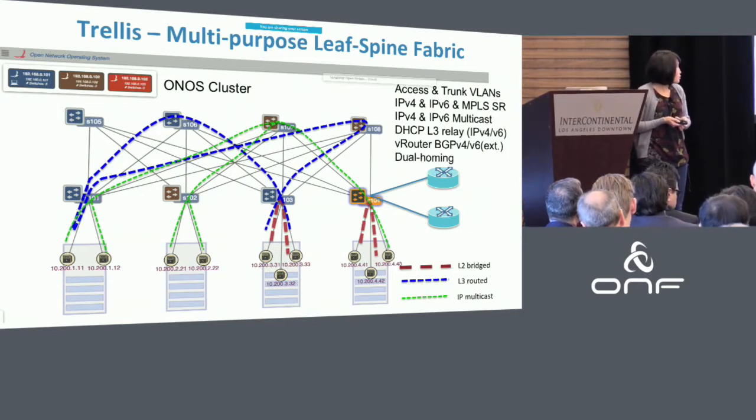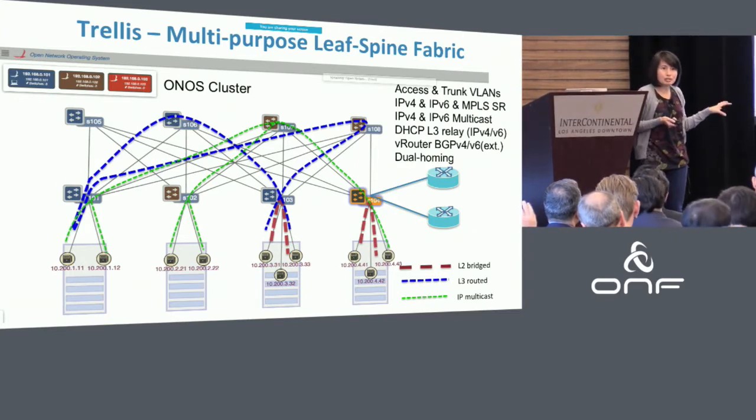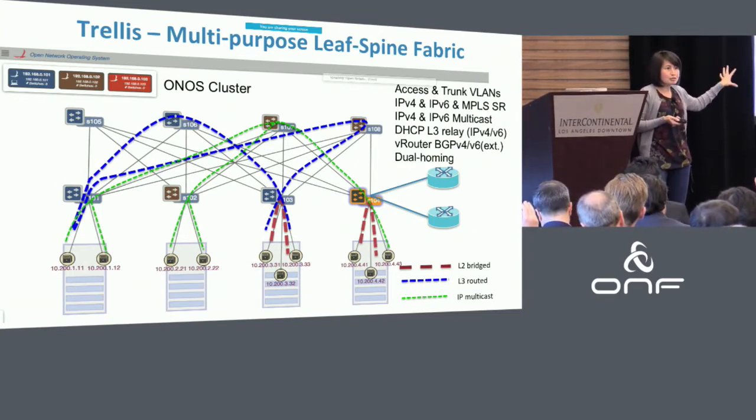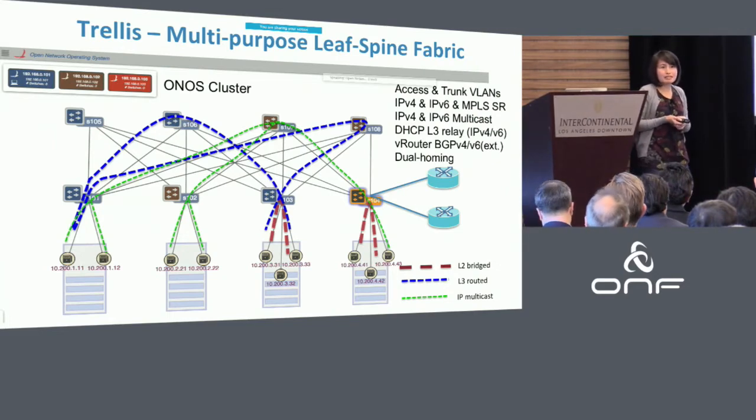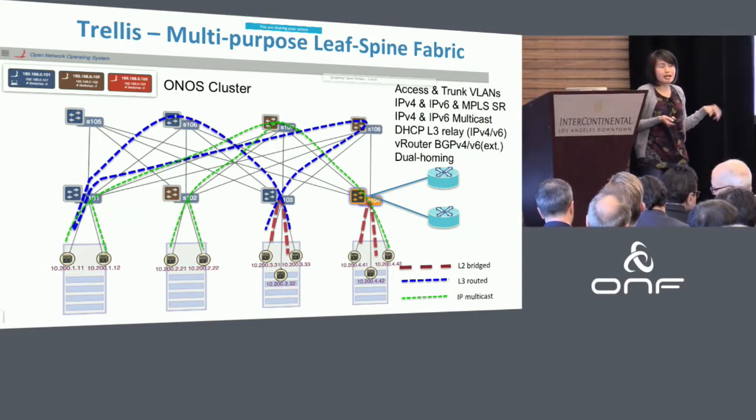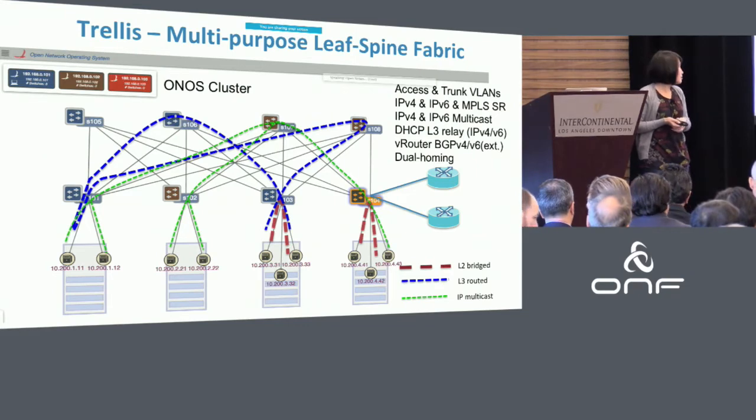Dual homing. We've added support for dual homing, so you can have dual TORs, and then you can have hosts that are connected within a rack to the TORs and then up into the switch. We're looking at supporting access so that you can have access devices that connect to two leaves.